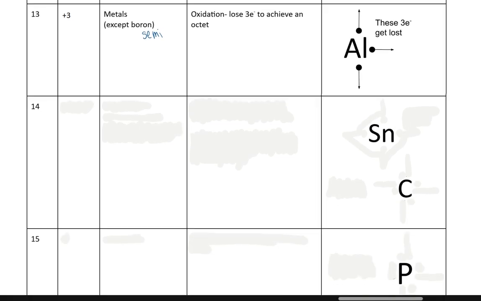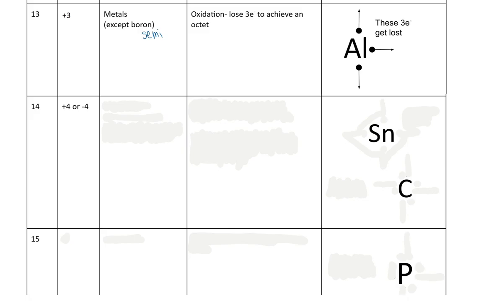Okay, here's the tricky group, group 14. That's the one where it says +4 or -4. So how the heck are you supposed to know this? Okay, it all depends on what kind of element you have. So some of the things in that group are metals. Okay, the metals are the +4 option, right? Metals become positive. So these metals are the +4. Whenever you have a positive cation, they're doing oxidation. So a metal is going to lose 4 electrons to achieve an octet, okay?